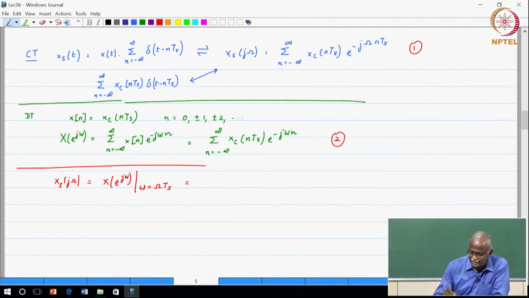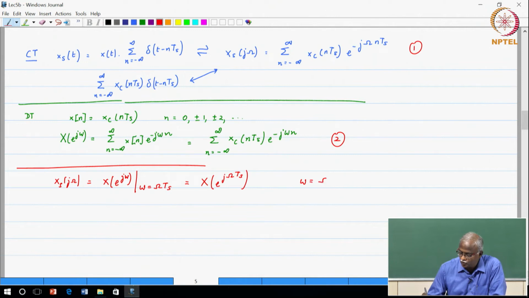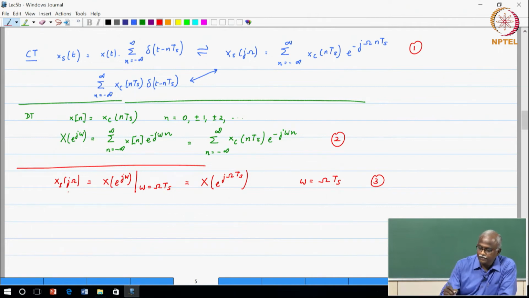So this is in the discrete time domain. If you have Xe(jω), it's equally valid to write it as Xe(jΩTs), because we are using the relationship ω equal to Ω times Ts. So using that expression, basically comparing 1 and 3, we write down the last of the equations.